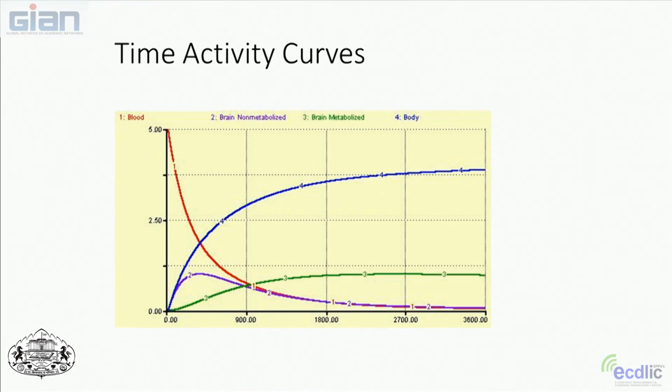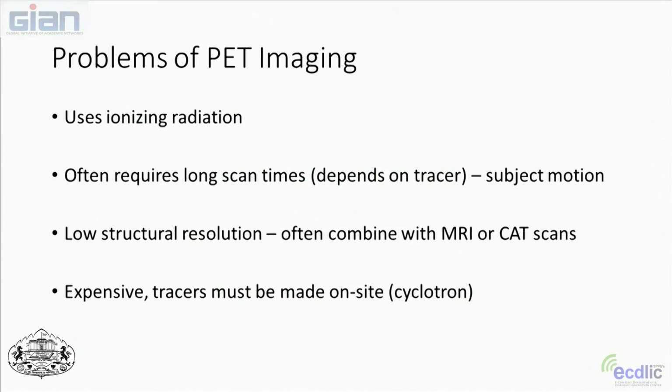You can get time activity curves by what the concentration is doing over time with these measurements. So you can see in this plot, the concentration of the tracer in the blood is dropping quickly, while in the body it's rising, and in the brain, the non-metabolized is first taken up pretty quickly and then drops. And what's being metabolized is increasing slowly and then sort of leveling out over time. Okay, that's my brief thing on PET modeling.